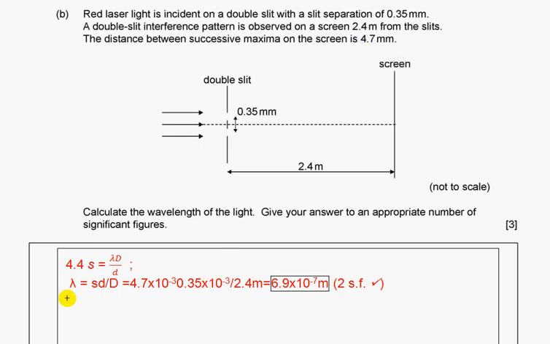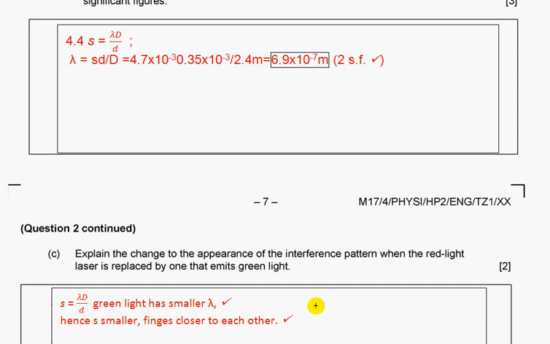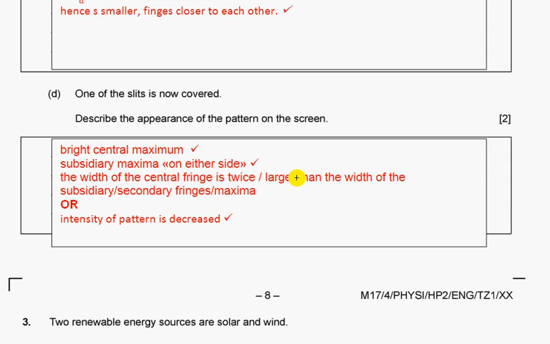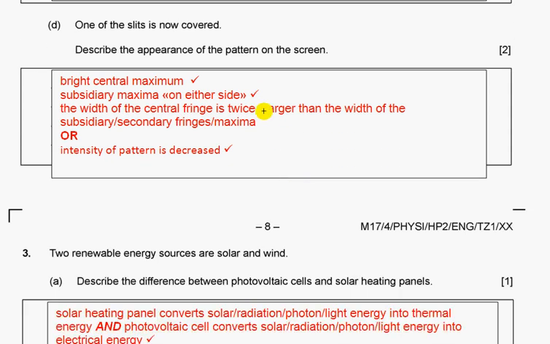So we put all this information into the formula for fringe separation. We rearrange this formula for lambda, and we get the answer in meters with two significant figures. Explain the change to the appearance of the interference pattern where the red light is replaced by one that emits green light. According to the formula, green light has a smaller lambda, so s will be smaller, and the fringes are closer to each other. One of the slits is now covered. Describe the appearance of the pattern on the screen.